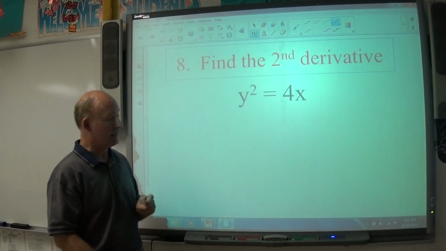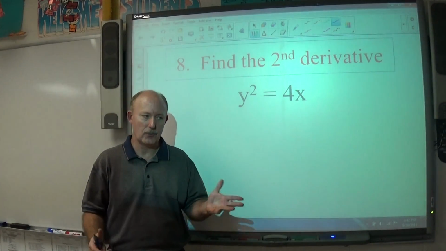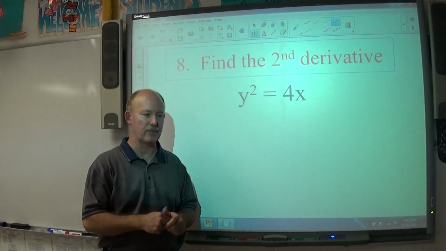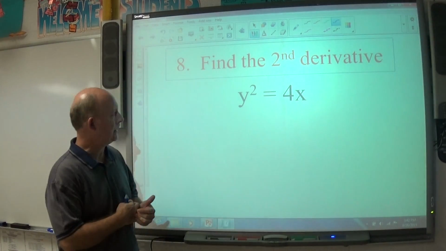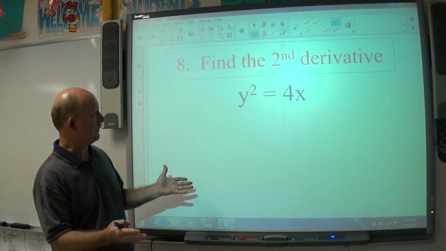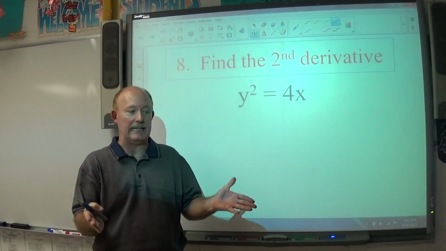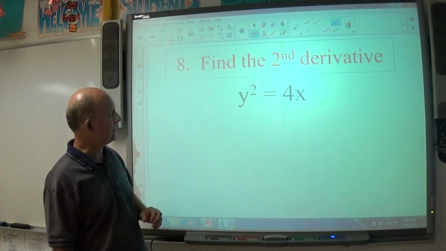Okay, let's try the second derivative. So we've done several examples so far. Let's try a second derivative problem, so finding the second derivative. All right, now we know how to find the first derivative. Here we have y squared equals 4x. So let's take the derivative the way it sits. All right, so let's find the first derivative first.